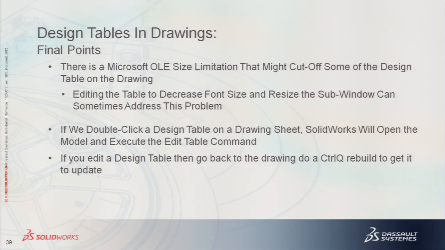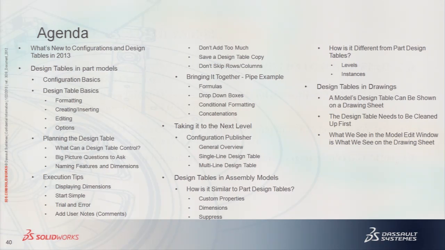What are the other warnings? If we double click on the design table, Joe showed you before, it's going to open up the model. It's going to execute the Edit Table command for you automatically, just save you a couple button clicks that way. If you edit a design table and then go back to the drawing, you need to do a Control Q or a forced rebuild to get it to update. You saw that when Joe first switched back over to the drawing, it was still the big, huge, ugly mess. As soon as we did that Control Q, it shrunk back down to the size and shape that we wanted to see. So, all right, with all that being said, here's everything that we covered.